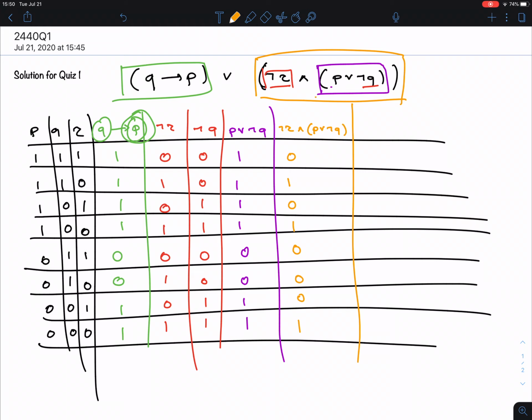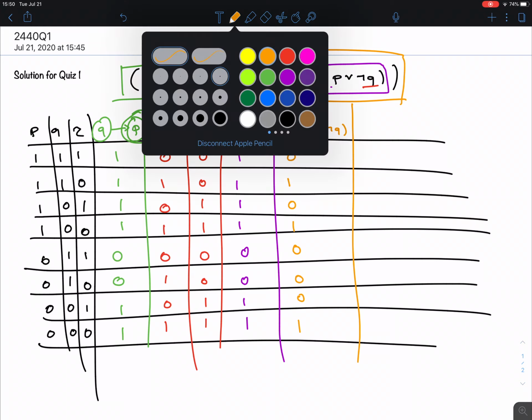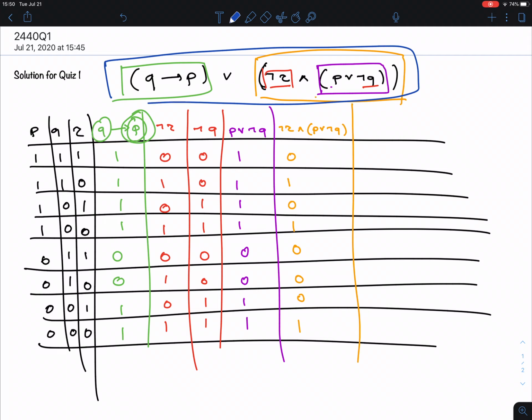And now we're ready to do the actual final thing, because this one, the whole thing here, is now an OR. So I'm not going to rewrite it here, I just plug it in here. It is an OR, but please label your columns at least with the smaller parts, right? That I can see what you're actually calculating.